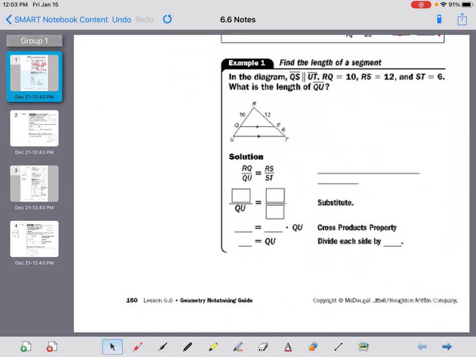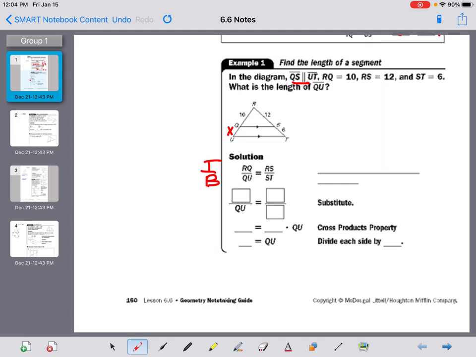Okay, so on our first example here, we know that QS and UT are parallel. They tell us up here and they show us with the arrows that those are parallel. And I didn't do a good job of copying those arrows. They tell us RQ is 10, RS is 12, ST is 6, and we are looking for QU, so I'm going to throw an X right there, okay? So we have this option of setting these up, and they did them top to bottom. So on the left side, they did RQ on top and QU on the bottom. On the right side, we have RS on the top and ST on the bottom.